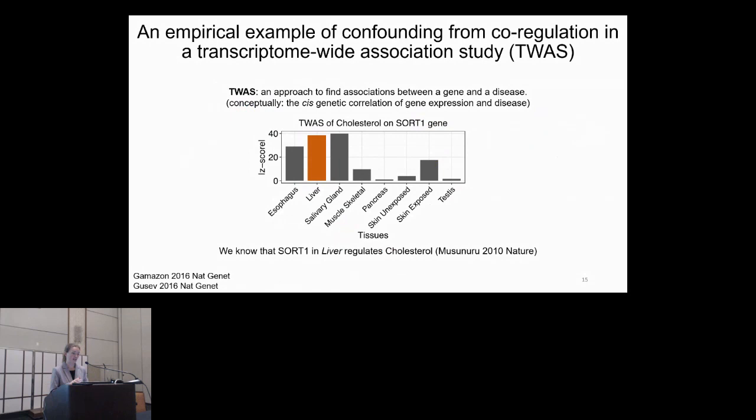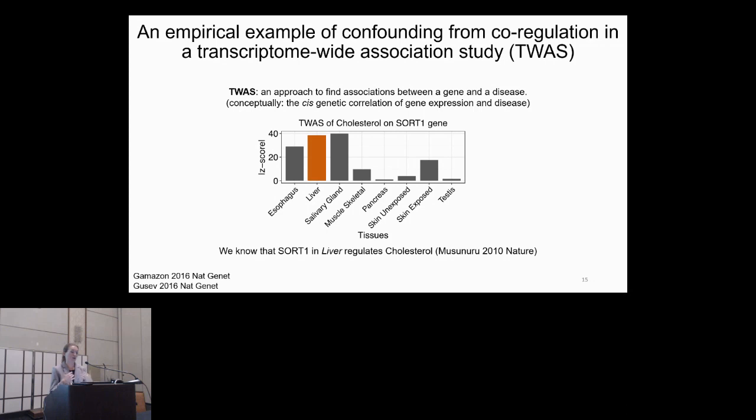So I want to provide now an empirical example of why inferences from TWAS can actually be quite complicated if you were to do this across different tissues, with an example where we quite well know the ground truth. While TWAS is, like I have here, an approach to find associations between gene and a disease, it can be conceptually thought of as the cis-genetic correlation between gene expression and disease. So in effect, it's a polygenic colocalization.